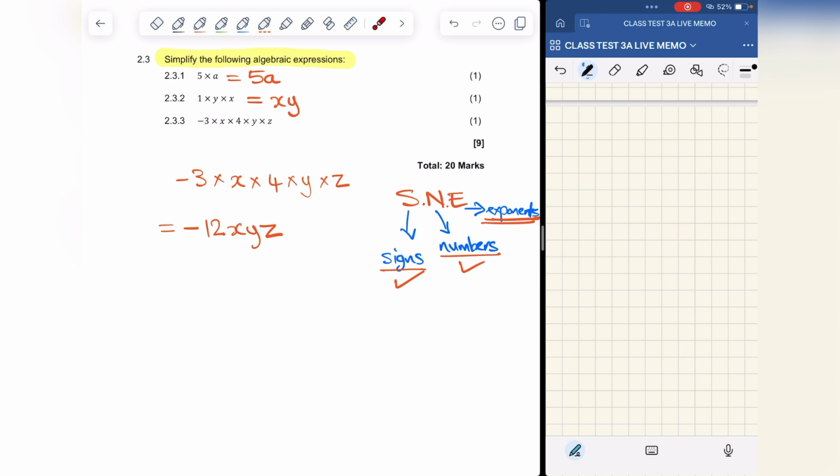Okay, so this SNE, it wasn't really that necessary to apply it in this particular example, but it is a good example to show you how SNE works, and that's the order of operations, meaning I will first look at my signs, then my numbers, and then my exponents.